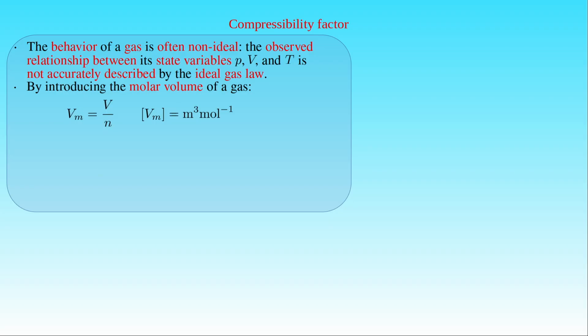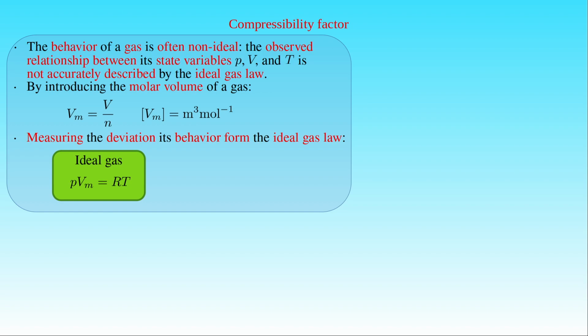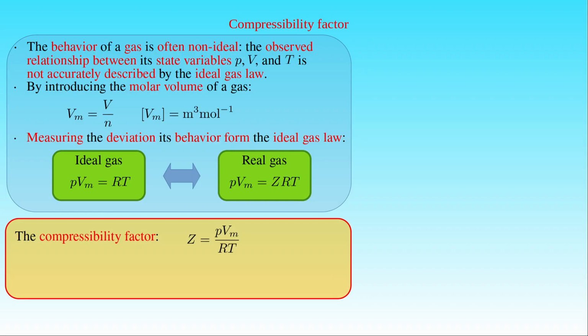Then we measure the deviation of the behavior of n mole real gas confined in the volume V at the temperature T and pressure P from the ideal gas law, given by the equation stating P times Vm is equal to the gas constant R times T, by introducing the deviation factor Z of the real gas and writing its equation of state in the form stating that P times V is equal to Z times R times T. We call this deviation factor the compressibility factor of the real gas, and it is given by the ratio of the product of the pressure P of the real gas and its molar volume Vm to the product of the gas constant R and the absolute temperature T of the gas, where the pressure, the volume and the temperature are measured for a given amount of real gas.